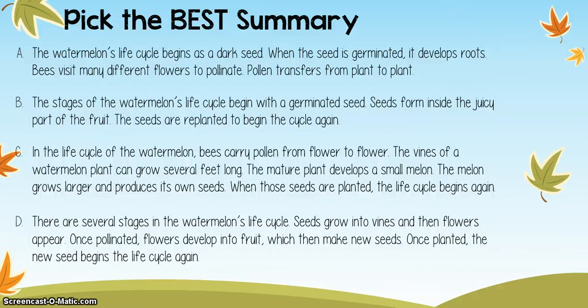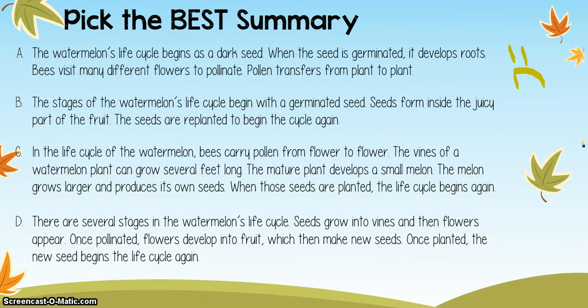Start with A. The watermelon's life cycle begins as a dark seed. When the seed is germinated, it develops roots. Bees visit many different flowers to pollinate. Pollen transfers from plant to plant. Okay, right from the get-go, I know that this is an incomplete summary. It doesn't mention anything at all about the fruit growing from the flowers. So this is a bad summary because it's incomplete.